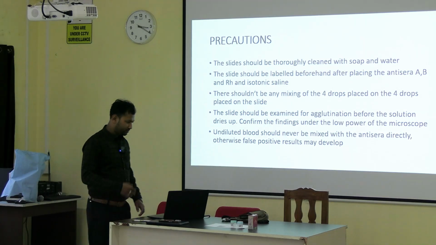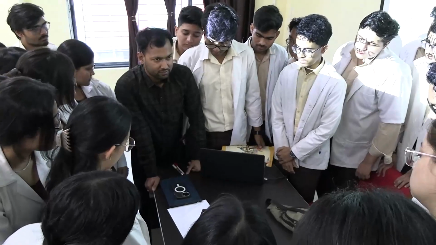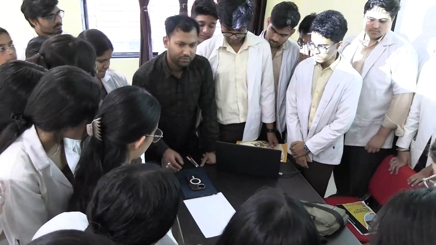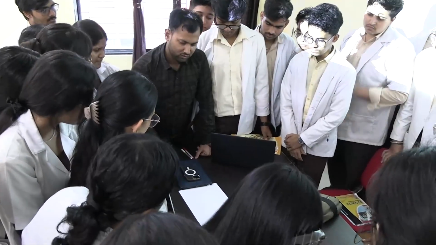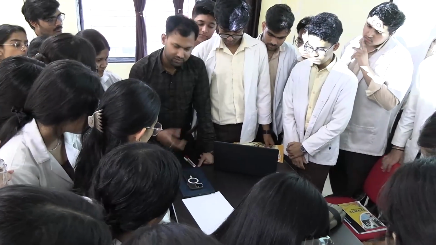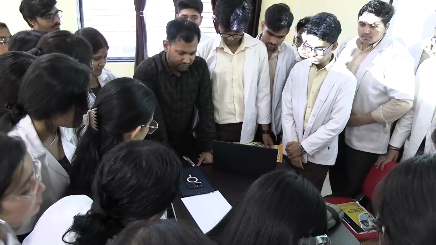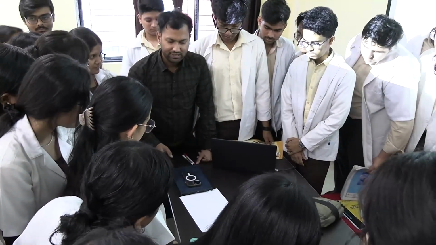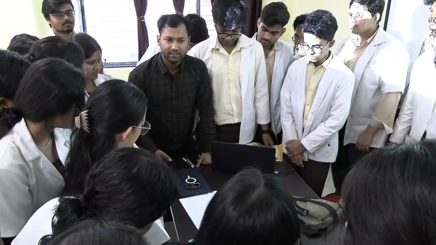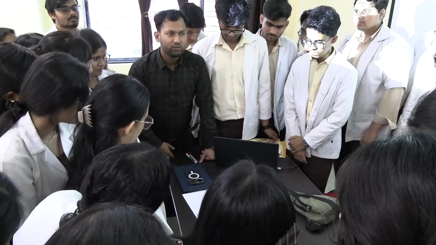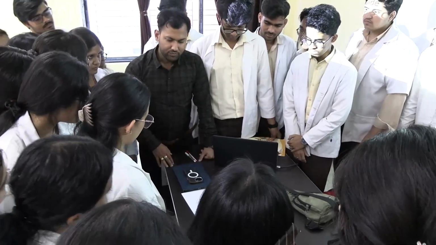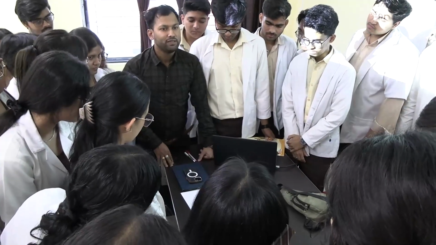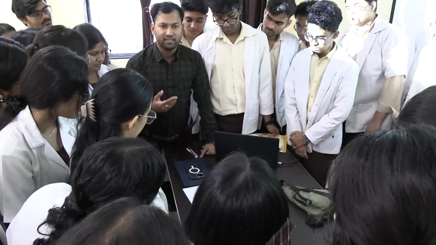Put 1 drop of normal saline in it, so that the blood does not dry up. After that you can mix the normal saline in the blood. After that you will put the anti-sera: anti-A, then anti-B, and anti-D. And in the control, we will not mix anything else. After that, we will wait for around 1 to 2 minutes. Within 1 to 2 minutes, there will be an agglutination reaction, or you can see clump formation.